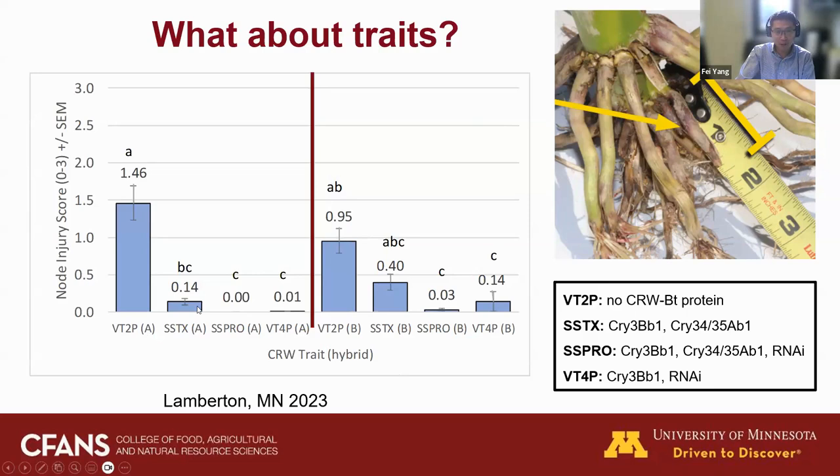However, for SmartStax, we see a little bit more damage, but still reduced compared to non-Bt. That means in this location, the rootworm probably have some resistance to Cry Bt proteins. But anyway, the Bt traits are still effective for management of corn rootworm.